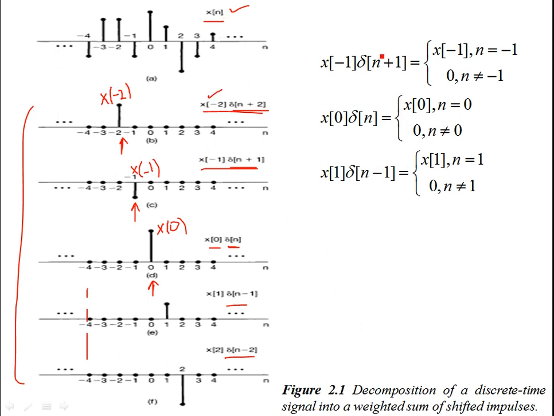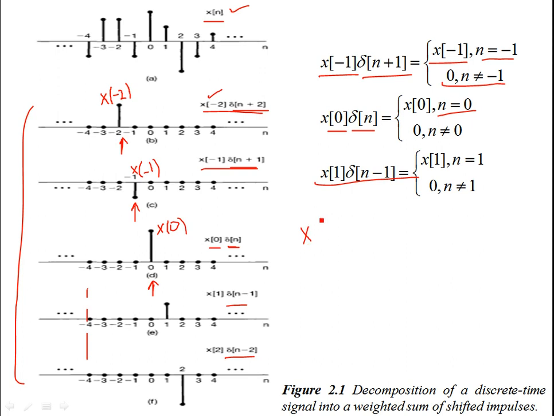The mathematical description is as follows. With delta n plus 1, you have x of minus 1. So x of minus 1 delta n plus 1 means that the sample x of minus 1 exists at n equal to minus 1, otherwise it is 0; it does not exist anywhere else. That's the definition. Similarly, the sample of x of n at n equal to 0 is x of 0, which becomes the weight of the impulse at n equal to 0. Similarly, the weight at n equal to 1 is x of 1 delta n minus 1. In general, we are decomposing the entire sequence.